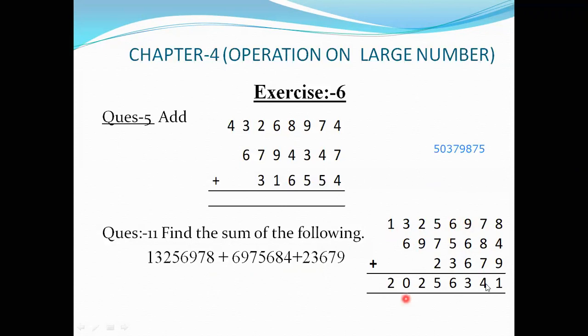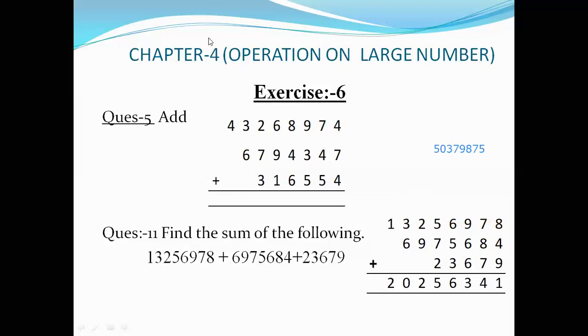Now when we add we get the ones, tens, 100, 1000, 10,000, lakh, 10 lakh and the crore. 2 crore 2 lakh 56,341. This is the position of crore, and this is the position of 10 lakh. This is the position of lakh. This is the position of 10,000. And these are the place values: 1000, 100, ones and tens.